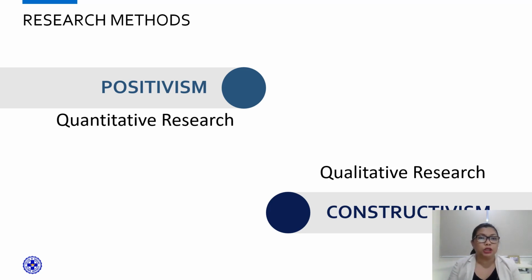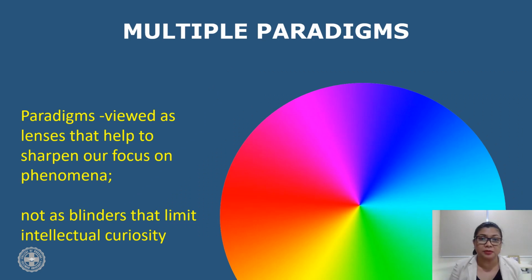Now, when you look at the types of research and the different paradigms, you can see that positivist is aligned with quantitative research, okay? And qualitative research is more aligned with constructivism or naturalism. We will talk more about that in the succeeding modules.